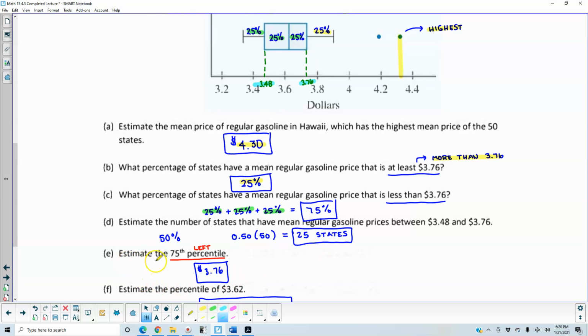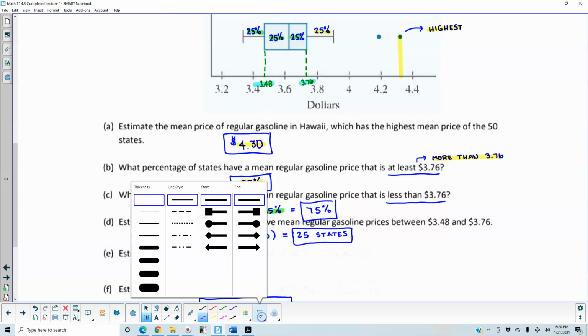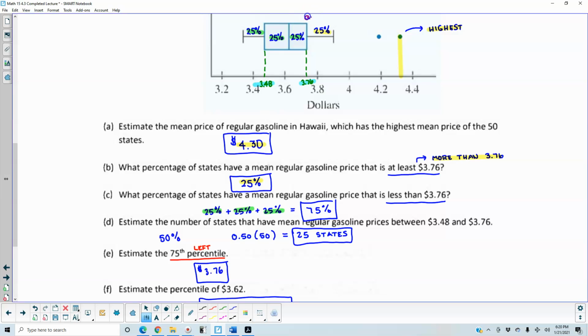Next question. It says estimate the 75th percentile, which is the left. So again, let's just identify what represents our quartiles. So we know that this is quartile 3, this is quartile 2, this is quartile 1, this is our lowest number, this is our greatest number here. And then these represent our outliers. Okay, well, remember that quartile 3 represents 75%. So $3.76 is the number that represents the 75th percentile.